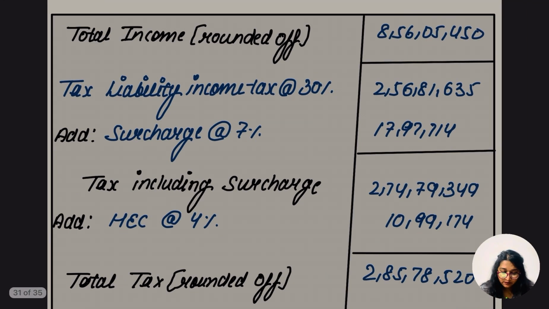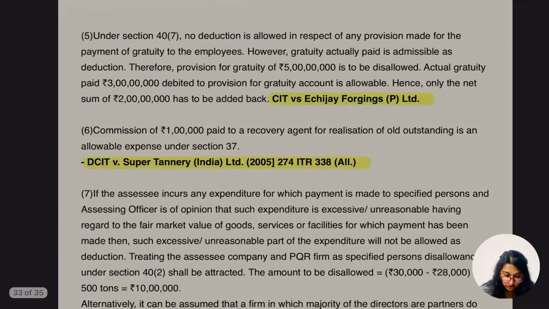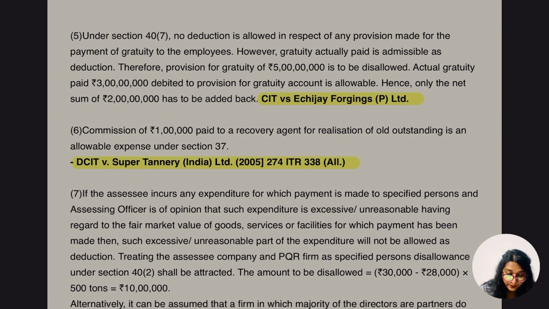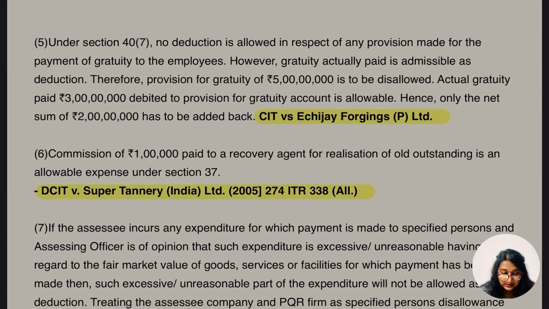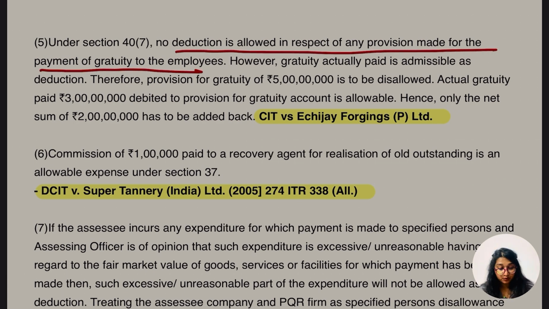So let's go to working note number 5. What is mentioned there? There is one case law also. Under section 40A(7), no deduction is allowable in respect of any provision made for payment of gratuity to the employees.